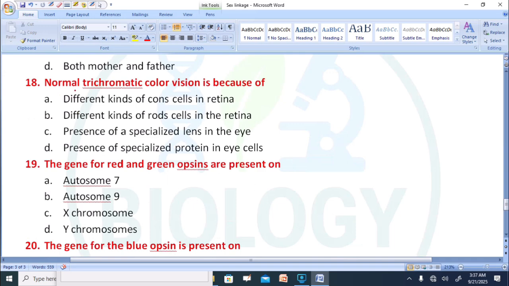The next question: normal trichromatic color vision is because of option A different kinds of cone cells in the retina, option B different kinds of rod cells in the retina, option C presence of a special lens in the eye, option D presence of a special protein in the eye.